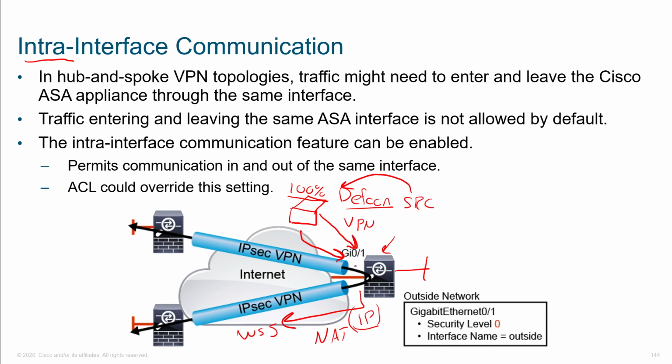Once I get there, that traffic is decrypted. We do a forwarding lookup. We decide that the outside interface is where we're headed. We've got same security traffic intra-interface permitted. And then we go ahead and do a NAT policy. That's going to allow our traffic to get out to the internet.